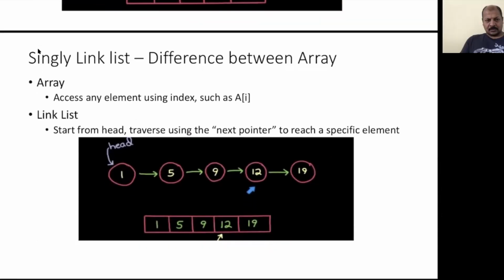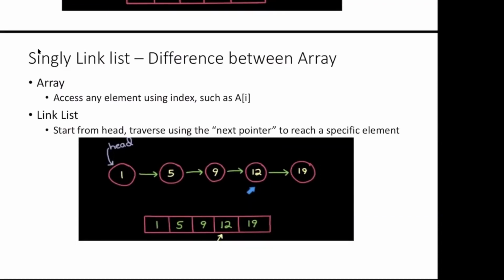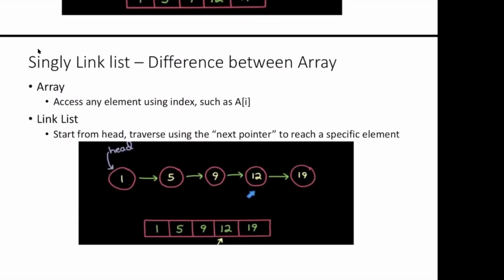So I think this is fairly clear, but then here is what a linked list is. In a linked list you start from the head and traverse from the head to the tail using the next pointer. In the case of an array, if you want the third element, you do a[3]. So if you want a[3] equal to 12 in an array, fine, but in a linked list you go from the head, and from the head you keep going to the next pointer and next pointer and next pointer.